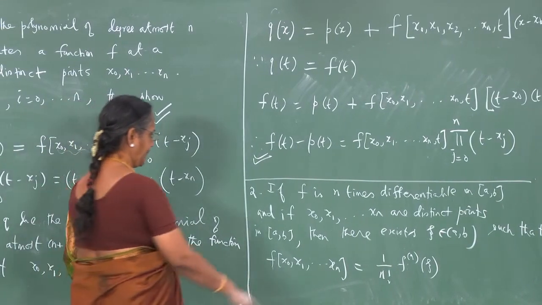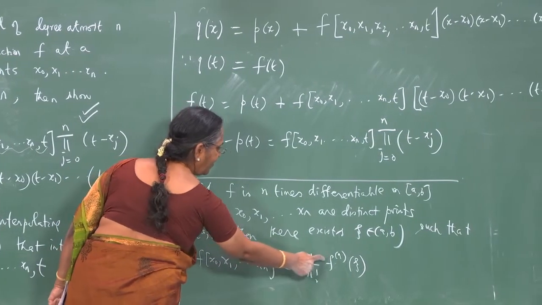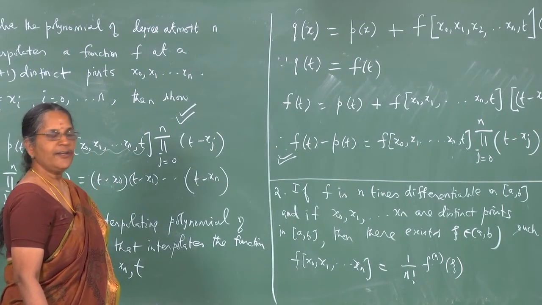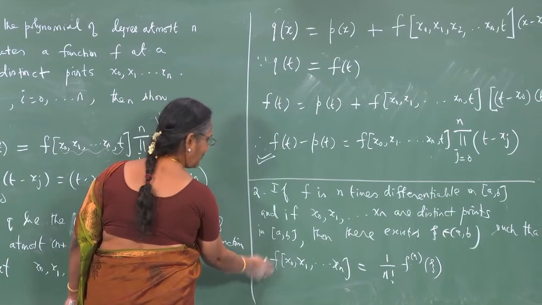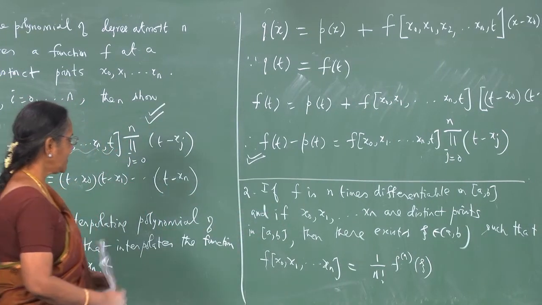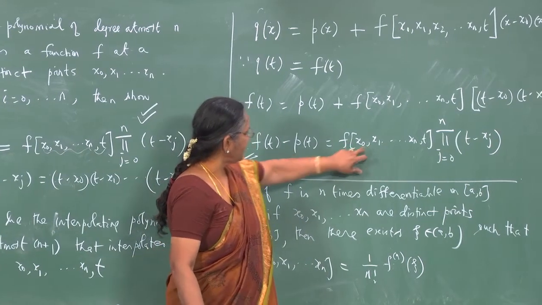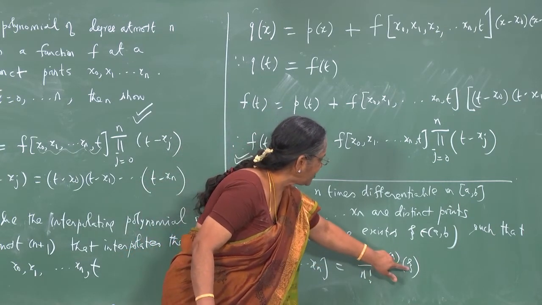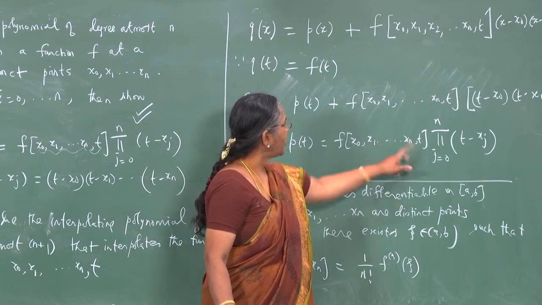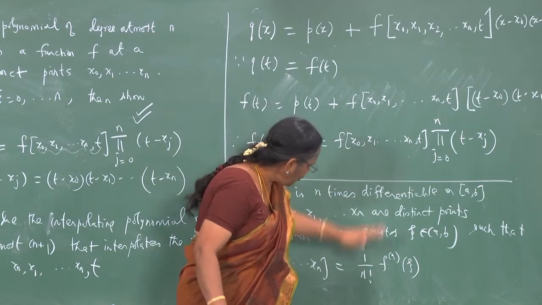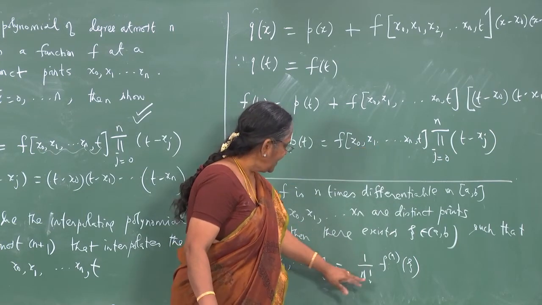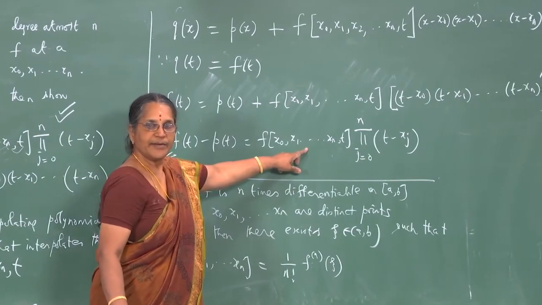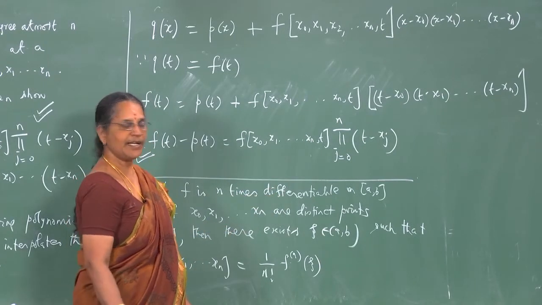The nth order divided difference is the nth derivative at psi by n factorial. And you now look at the previous problem and this problem. If you use this result, the nth order divided difference is 1 by n factorial into the nth derivative at psi. So, I have an n plus 1th order divided difference here. If I prove this problem, then I can express this as the n plus 1th order derivative of f at psi by n plus 1 factorial, provided f is n plus 1 times differentiable in that interval.